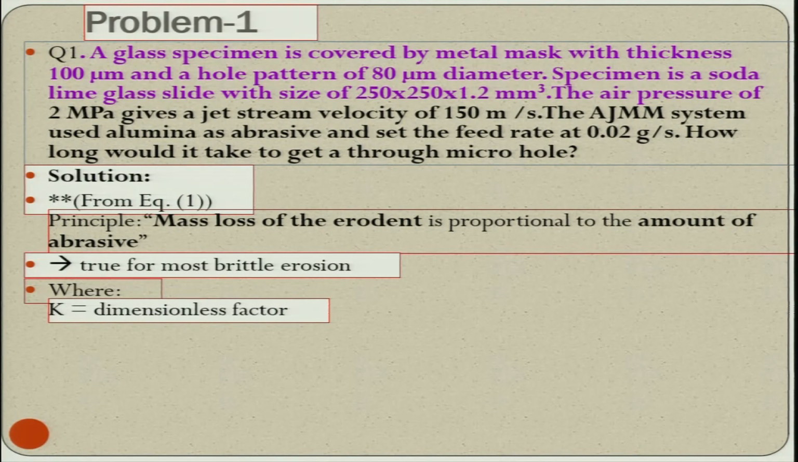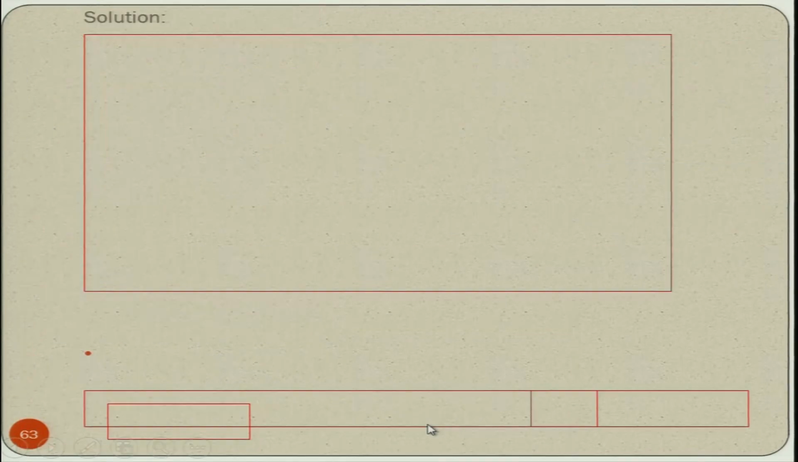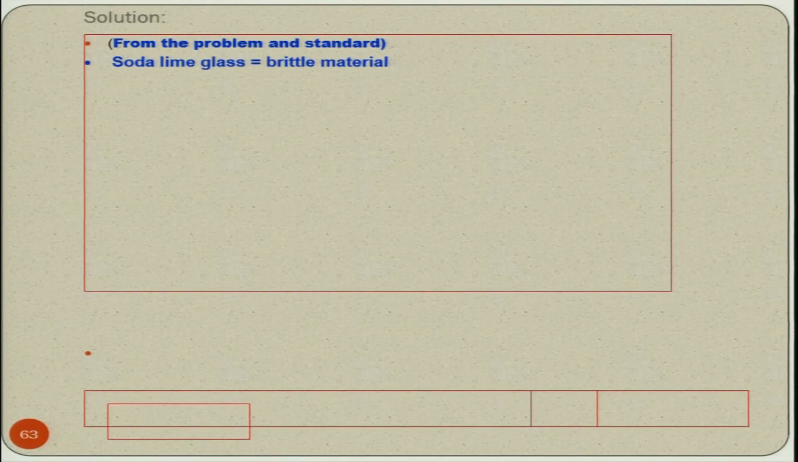If you recall, you can go back and see that equation, where K is the dimensionless factor, m is the amount of particles in units of kg, v is the velocity of the abrasive particles in meter per second, rho is the density of the eroded material. This eroded material is the workpiece material, and the density is given in kilogram per cubic meter. H is the hardness of the eroded material, that is the workpiece, in terms of kilogram per millimeter square. From the above, now let us try to find the solution.